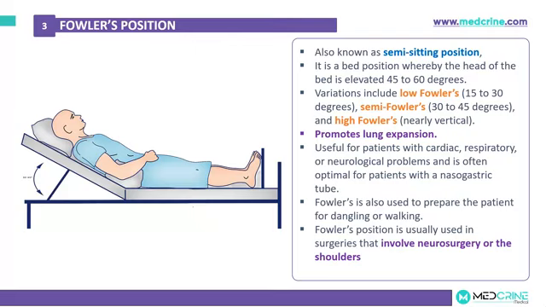Fowler's position promotes lung expansion and is therefore useful in patients with cardiac, respiratory, and neurological problems, and is often optimal for patients who have a nasogastric tube for feeding. Fowler's position is also used to prepare the patient for dangling or walking. It is usually used in neurosurgical cases or shoulder surgeries.